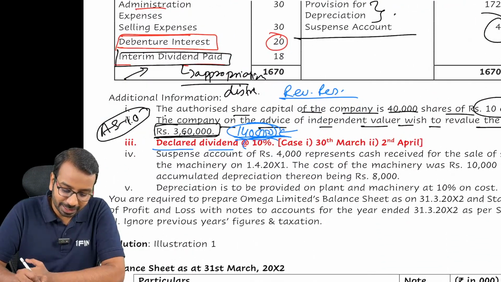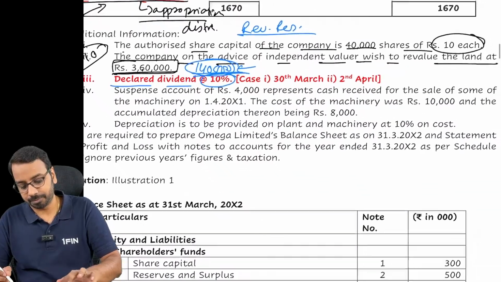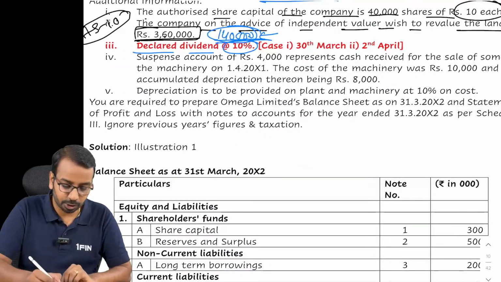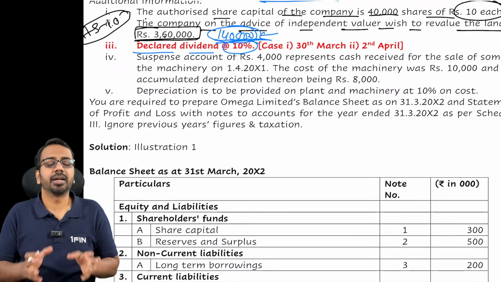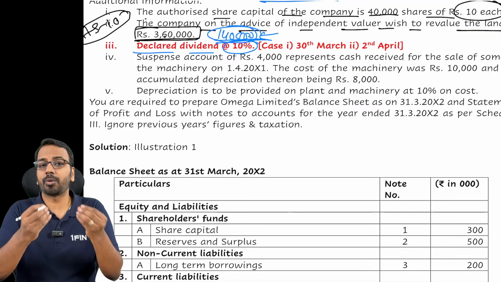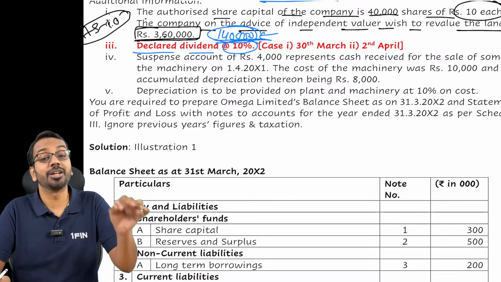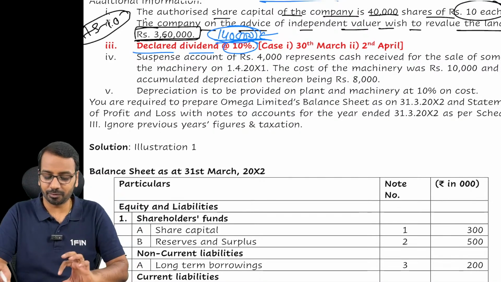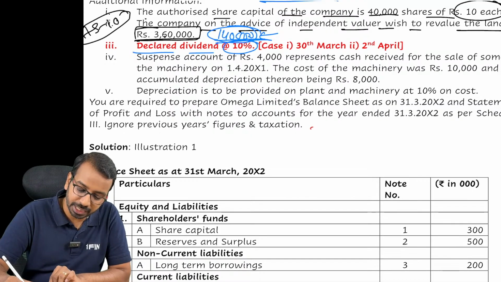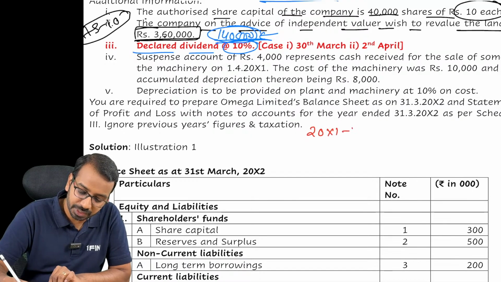Then declare dividend at 10%. Now here, a few things I want you to understand. What is dividend? Dividend is appropriation of profit or distribution of profit. What is dividend? Distribution of profits to the shareholders, that all of you are aware of. Now, dividend for a year, let us say we are in year 1, year 2.